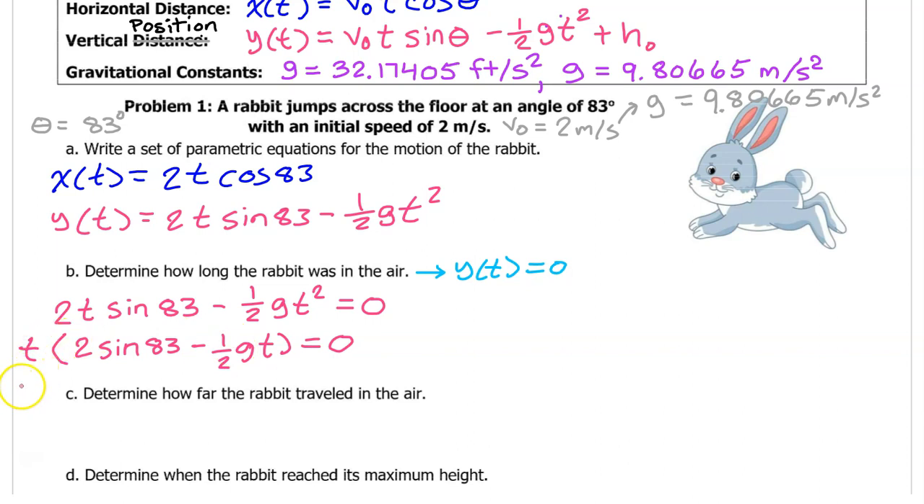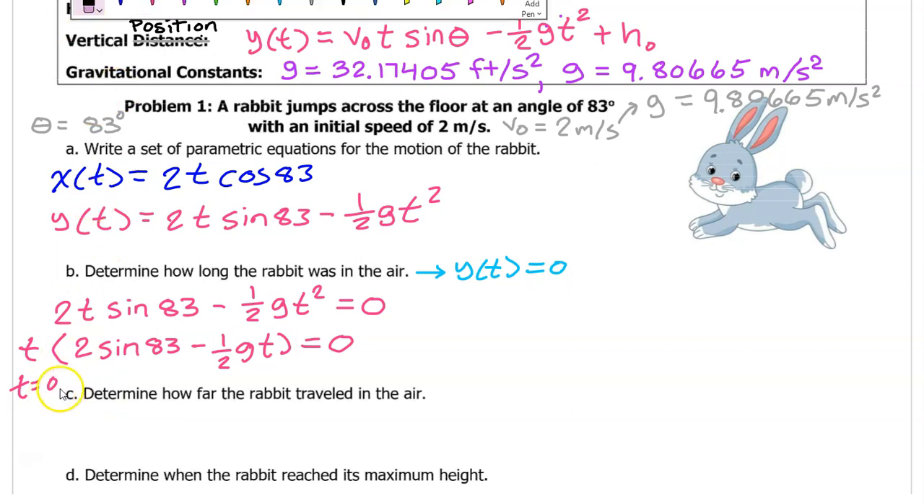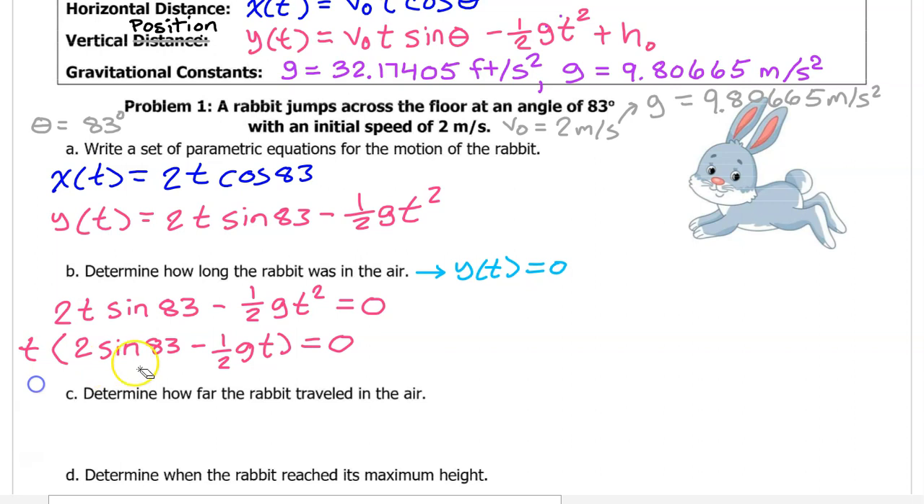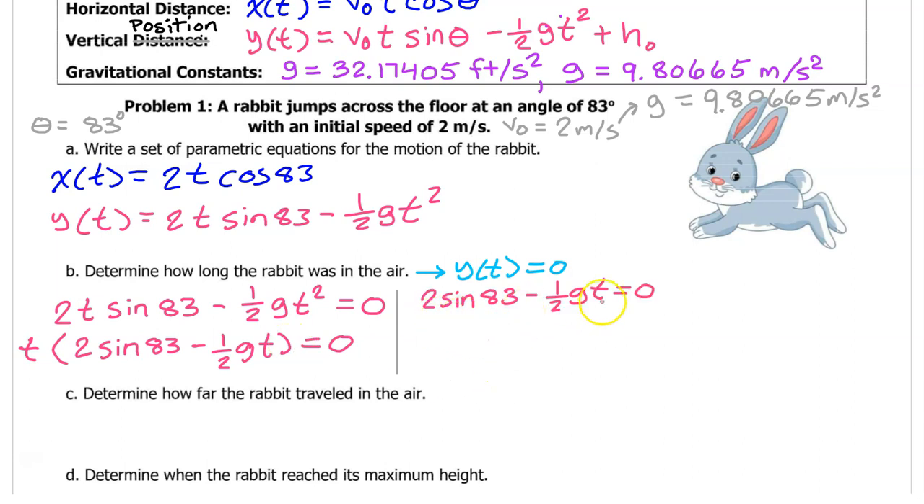Well, this first little factor simply gives us t equals 0, which reminds us that the little rabbit was on the ground right at the beginning at time t equals 0. That's not what we're looking for. We're looking for another time when the rabbit is on the ground, and we will get that by setting the other factor equal to 0. So now we have this. All we have to do is solve this little equation for t.